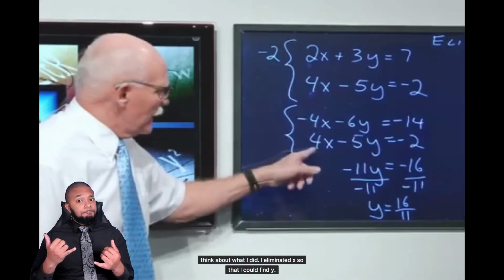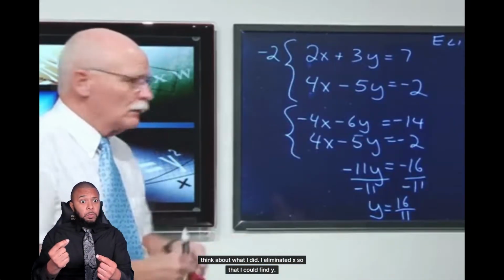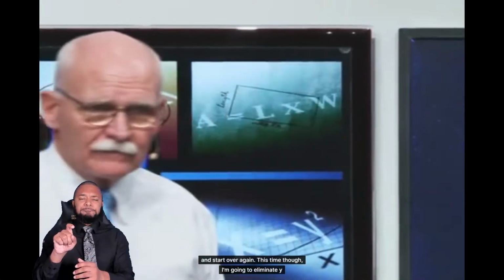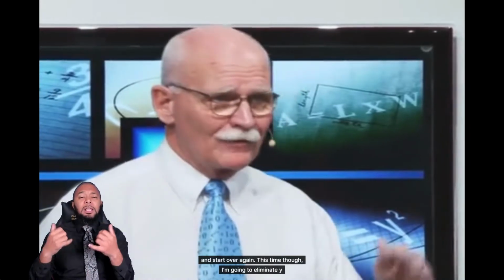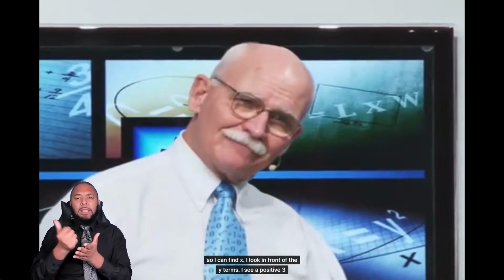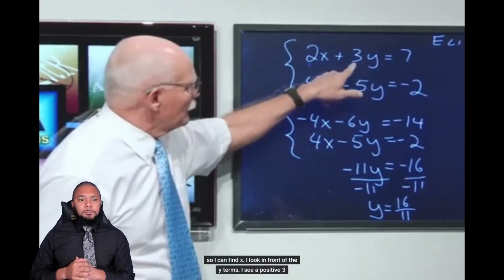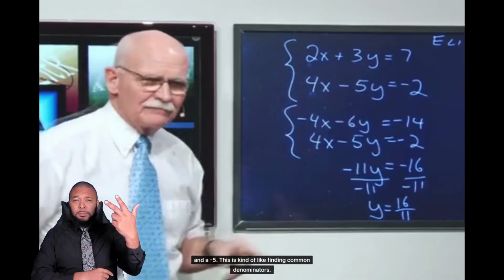Now, think about what I did. I eliminated x so that I could find y. Well, I'm just going to come back up here and start over again. This time, though, I'm going to eliminate y so I can find x. I look in front of the y terms. I see a positive 3 and a negative 5.